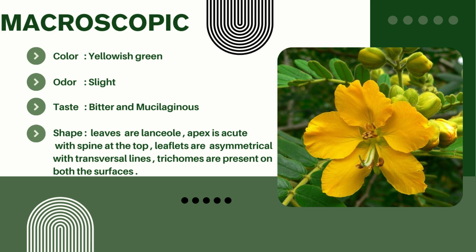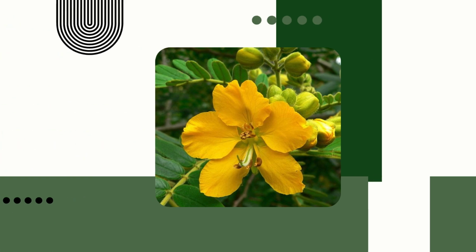The shape of SENNA leaves is lanceolate, meaning they are long and narrow with an acute pointed apex, frequently displaying a small spine at the tip. Each leaflet is asymmetrical, and fine transverse lines can be observed, along with the presence of trichomes or tiny hairs on both surfaces. These features are important for visual identification, particularly to distinguish authentic SENNA from possible adulterants.